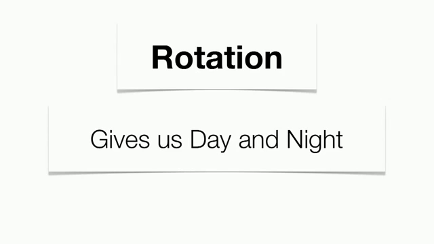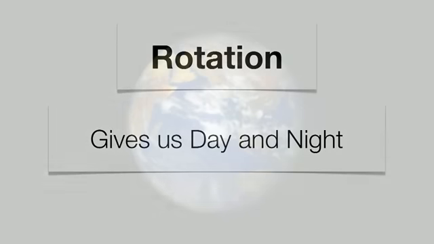The Earth is going to be tilted at approximately 23.5 degrees on its axis, and it's going to rotate once every 24 hours. Now, don't get that mixed up with revolution, which is going to give us our seasons, which revolve once every 365 days around the sun.